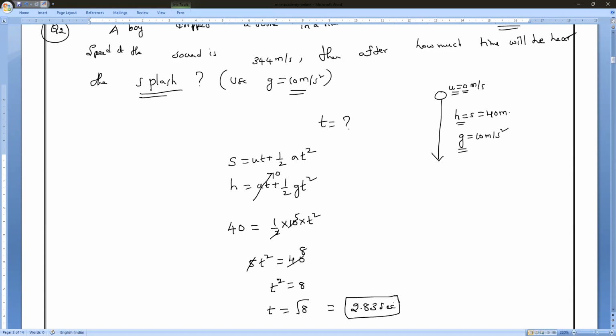That's all. Solve it neatly. Clear, everybody? Sir, can we write it as root 8 itself? Root 8 seconds you can write.